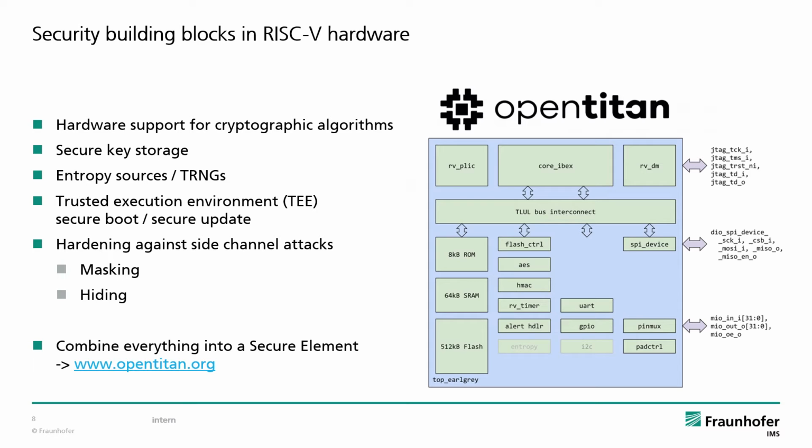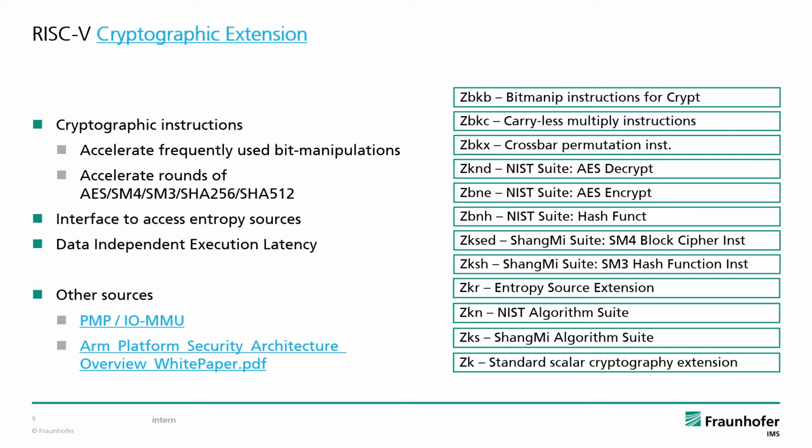OpenTitan tries to develop a RISC-V based so-called secure element. That means a RISC-V core of reduced complexity that holds to higher security standards and can be integrated into other designs or systems as a trusted component. You might want to check out the OpenTitan documentation online or come back in September when we will have a talk about OpenTitan. You might also have heard about the upcoming Cryptographic ISA Extension.